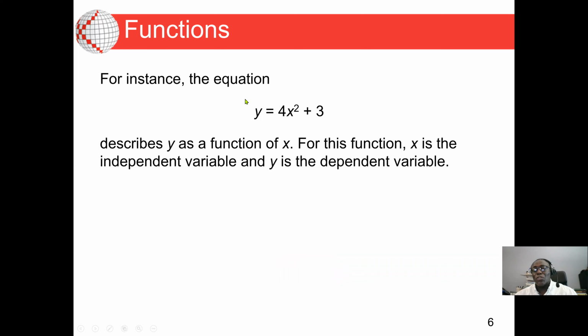So for instance, here we have the equation y equals 4x squared plus 3. This is a function because for any x value, we are going to generate only one y value. So x is our independent variable. If we have one independent variable, we generate one dependent variable, which is y. This describes y as a function of x. For this function, x is the independent variable and y is the dependent variable.